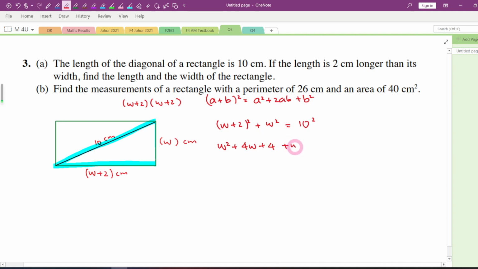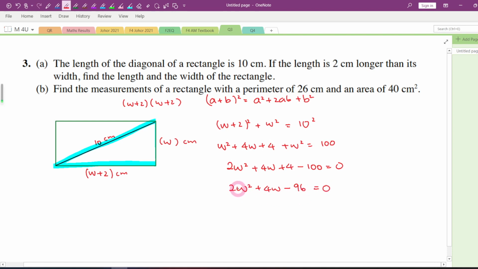Here, plus W squared is equal to 100. W squared plus W squared, you get 2W squared. The rest, just copy first. And the 100, I'm going to move it to the left. It will become minus 100 is equal to 0 now. So this is 2W squared plus 4W minus 96 is equal to 0.